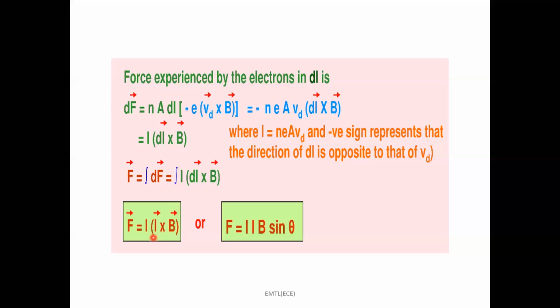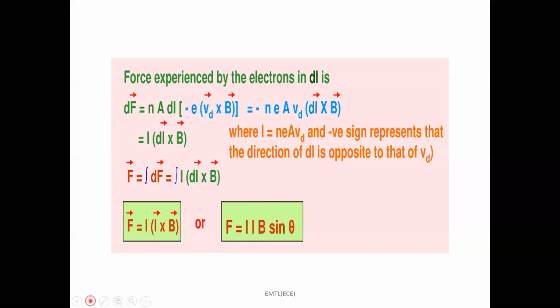As we already know, A cross B value is AB sin theta. In a similar manner, L cross B is equal to LB sin theta. So simply, the magnetic force experienced by a current carrying element placed in a magnetic field is F is equal to BIL sin theta.